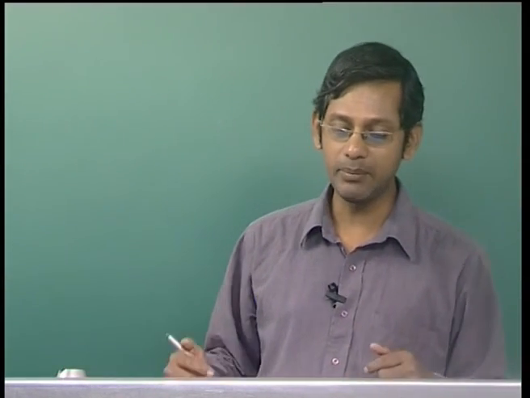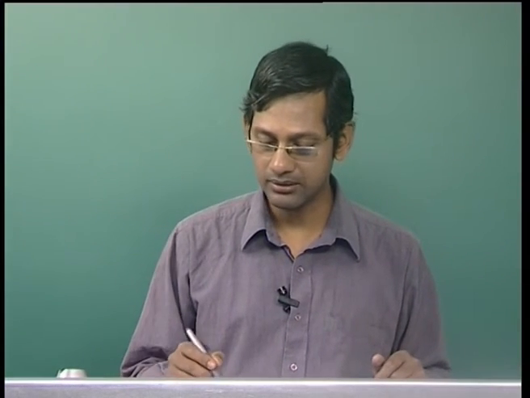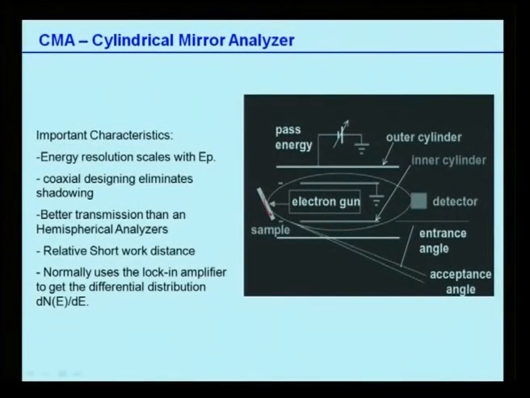The cylindrical mirror analyzer basically uses the same thing. This is the electron gun, so it falls on a sample. You apply a pass energy, and then you can remove the secondary electrons. The energy resolution scales with the pass energy, and then you have a coaxial design like this, so you can eliminate the shadowing effect and have better transmission over a relatively short distance. Normally lock-in amplifiers give the differential distribution, that is dN(E)/dE. That is what I plot: dN(E)/dE versus E is plotted in Auger. So this is why you need to use lock-in amplifiers.